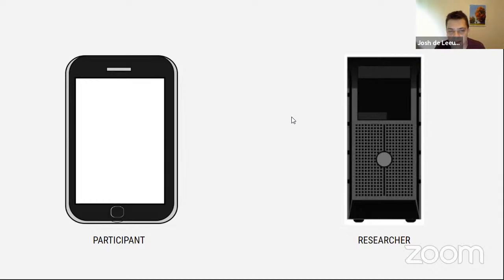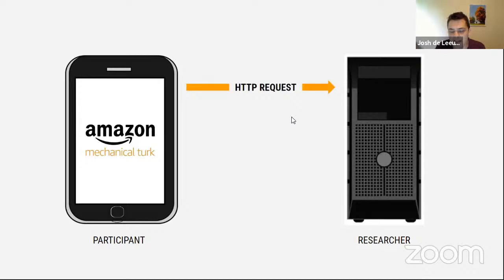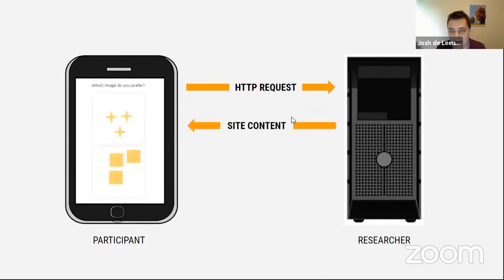But either way, a participant will eventually try to access your experiment. Say they go to Mechanical Turk and they click a link to go to your experiment. And that will generate a request on your server and say, hey, I'm trying to access the experiment. Can you send me the information I need to load this experiment? And the server will respond with the content of the experiment, which will then be on the participant's device.